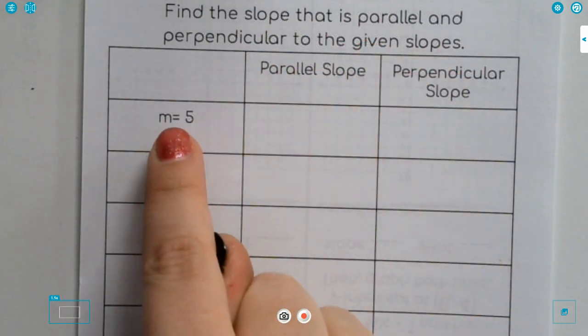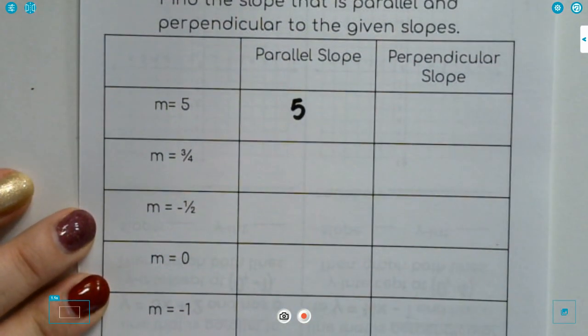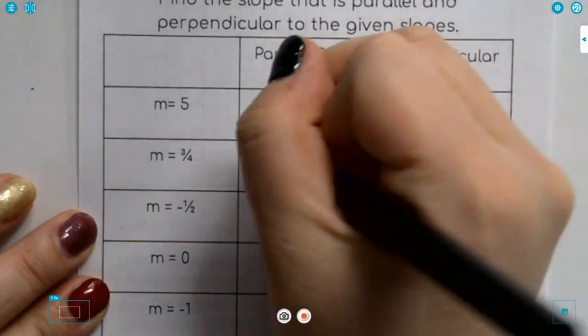So the slope that's parallel to a slope of m equals 5 is 5. The slope that's parallel to a slope of 3/4 is 3/4.